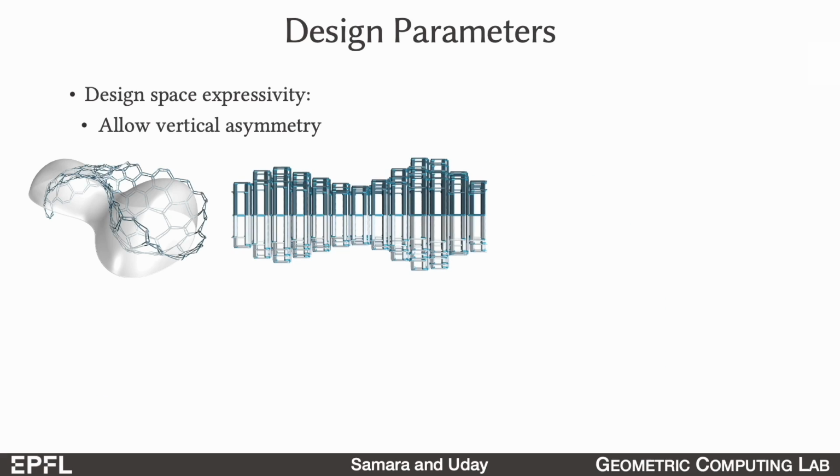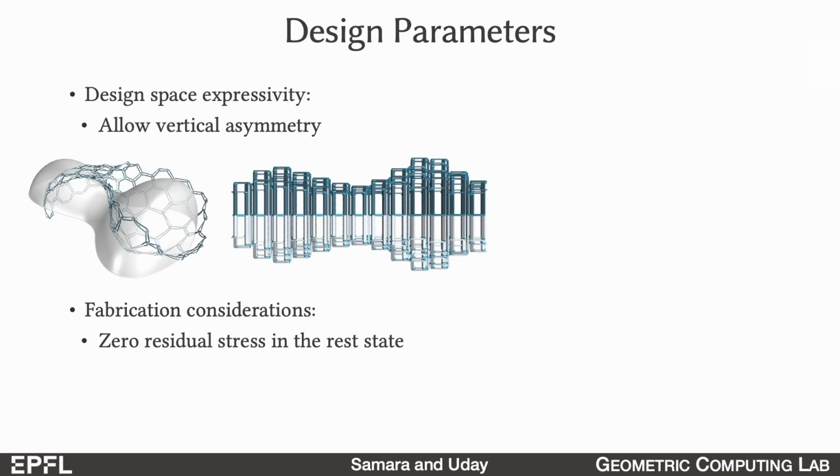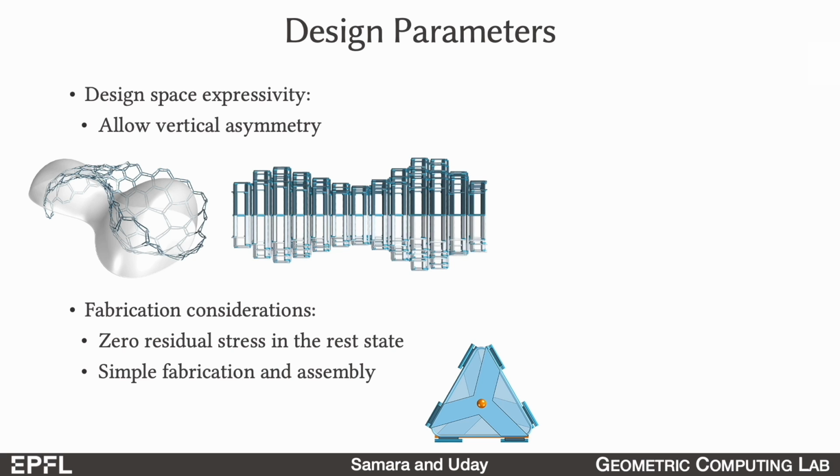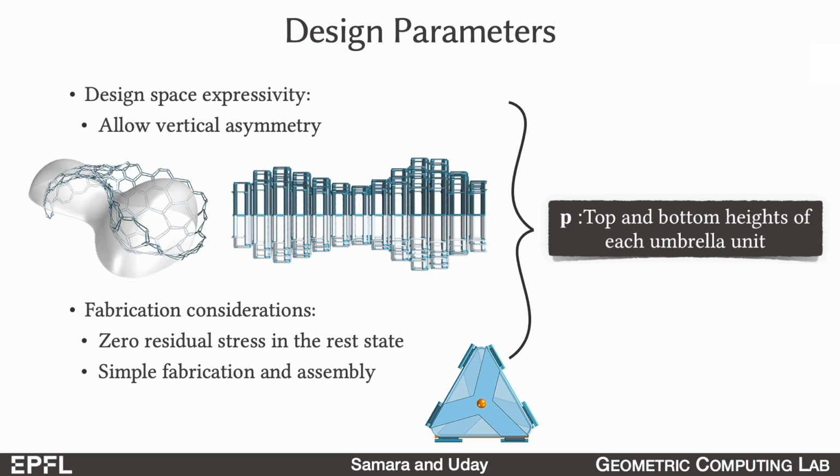As we have seen from the last example, the ability to separate the top and bottom height variables is very important to encode mean curvature of the target surface. To parameterize the design space of umbrella meshes, we also need to consider fabrication constraints. We want the structures to have zero residual stress in the rest state. We also decided to have identical triangle plates to enable possible mass production. So our current design parameters are simply the top and bottom heights of each umbrella unit.